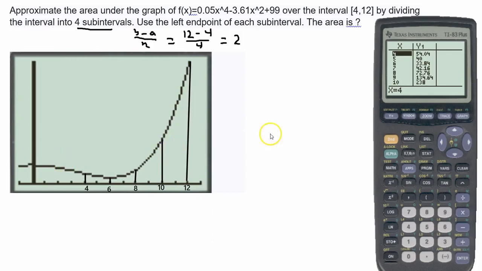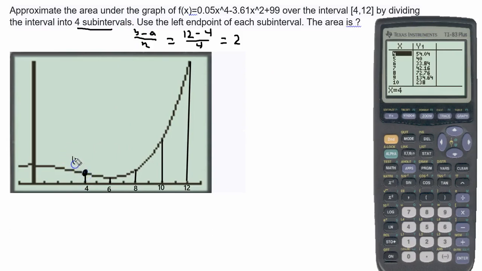Okay. Now, I want to approximate the area under that curve by getting 4 rectangles. And I need to use the left point of each interval. Okay, so what I'm going to need, and now I'm going to plug in my pen. So here, get this maybe in a different color. I'm going to need this point.